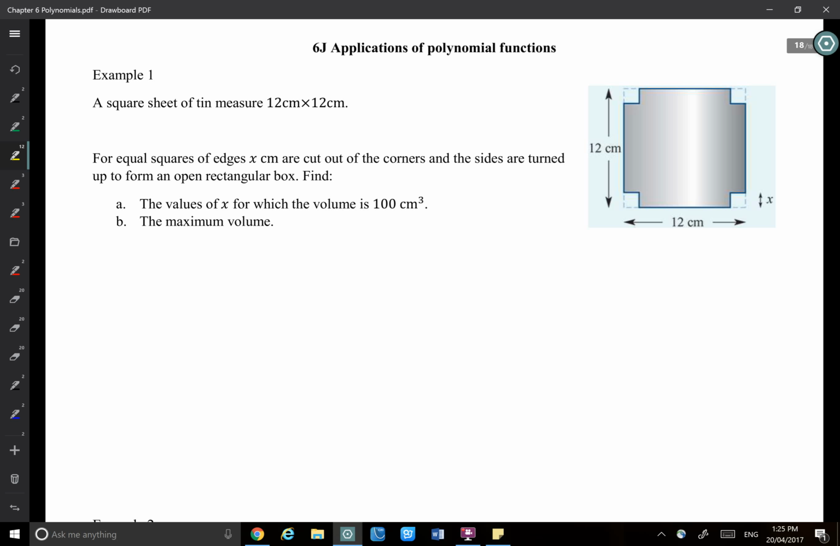So example 1: a square sheet of tin measures 12 by 12. Four equal squares of side x centimeters are cut out of the corners, and the sides are turned up to form an open rectangular box. Okay, you know how to do it. Like you will fold up by those red lines.